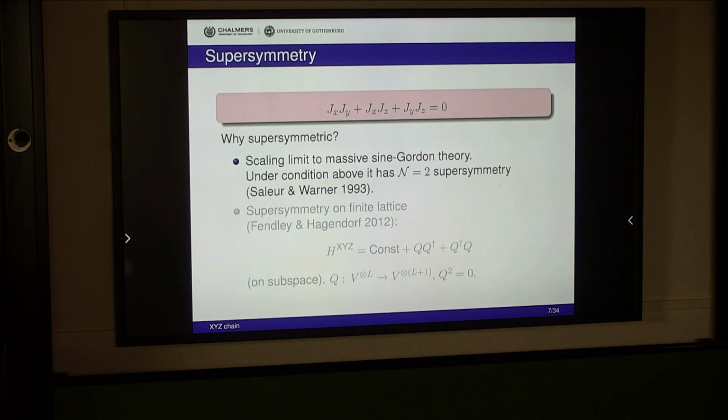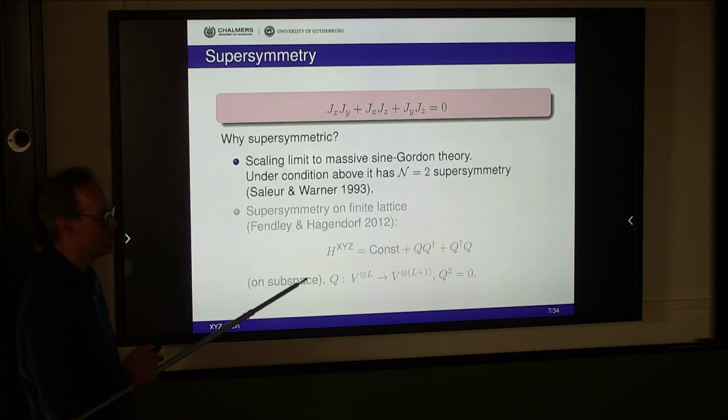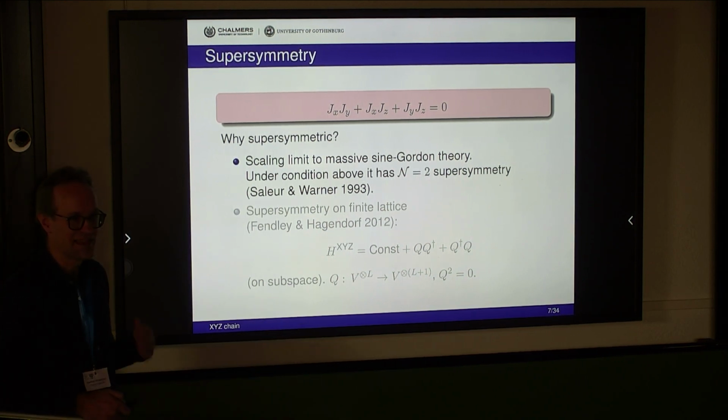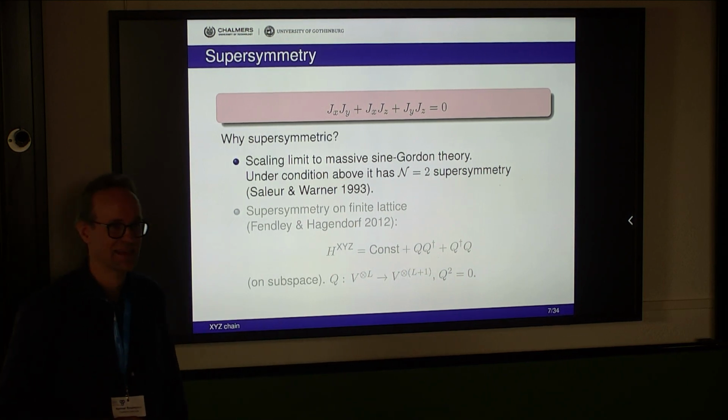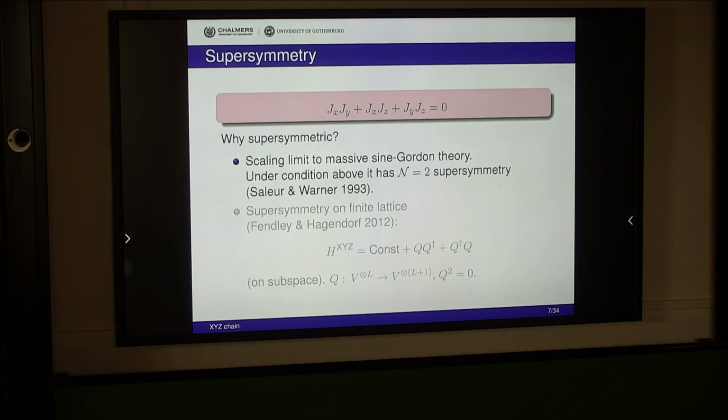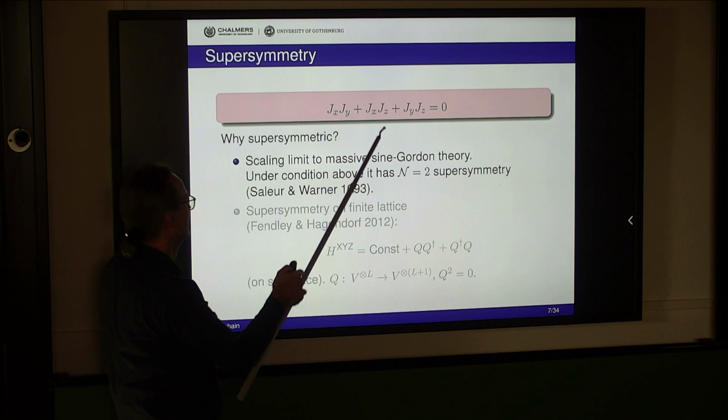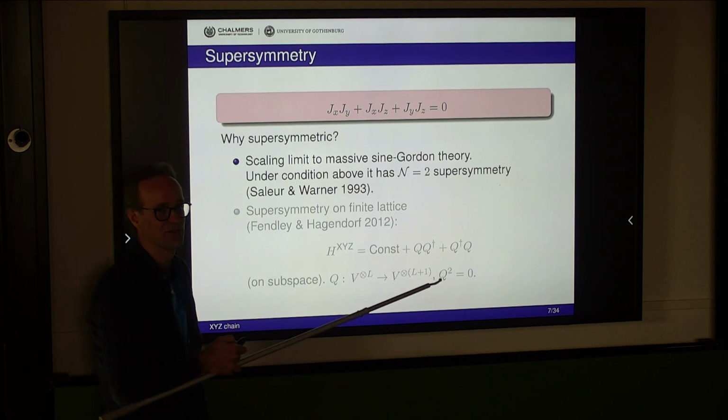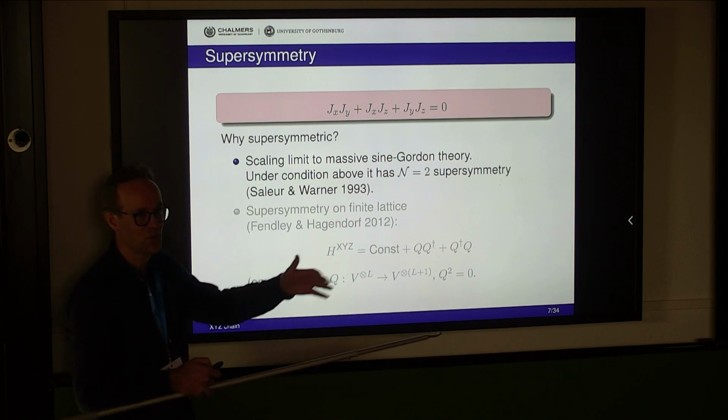Why is it called supersymmetric? Well, now I'm actually out of my comfort zone, but physicists claim or know or expect that there's some limit from this chain to some massive Sine-Gordon theory. And then this condition is supposed to be really the supersymmetric condition for this quantum field theory.